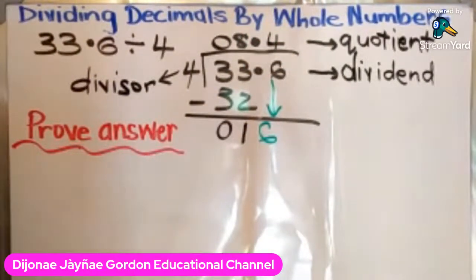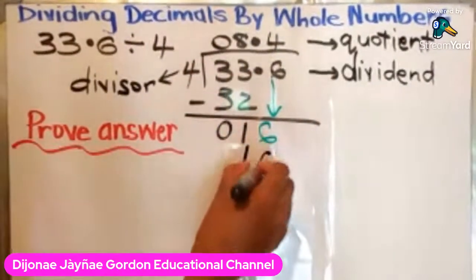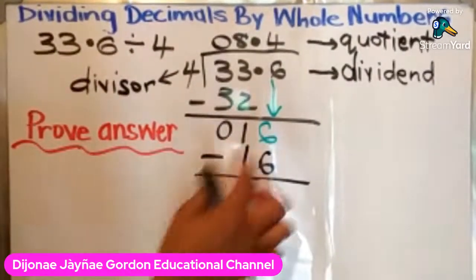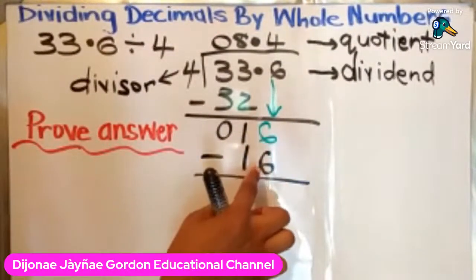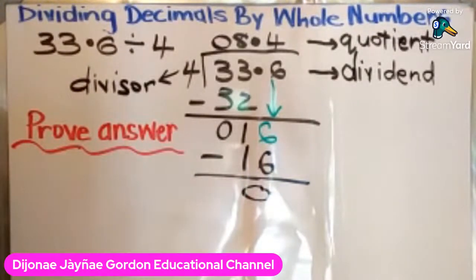Now we are going to take 4 and multiply it by 4. You are going to get 16. All right? So now you're going to take away, and you have 16 things, and you give away all 16 of them. You have 0 left. So that is telling us that the problem is complete.